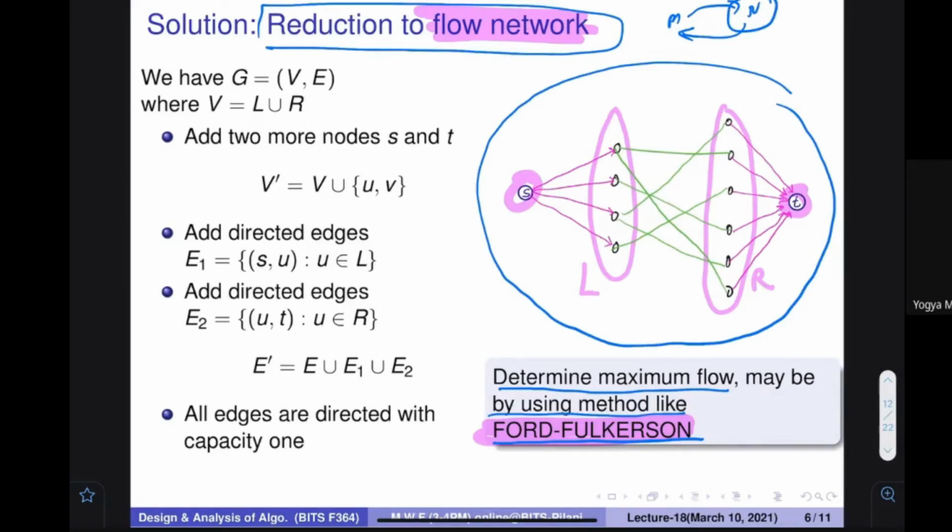Rahul? Rahul, are you there? Sir, I am saying incidence, but using this method may lead to the incidence of a vertex greater than 1. Okay.